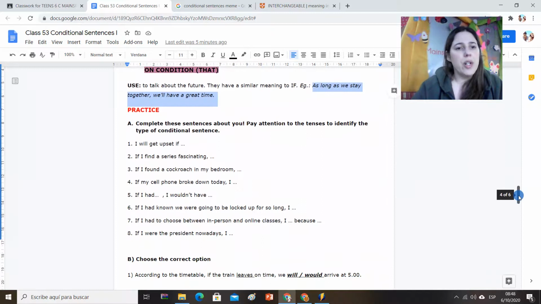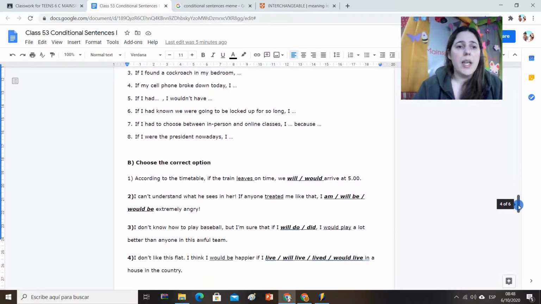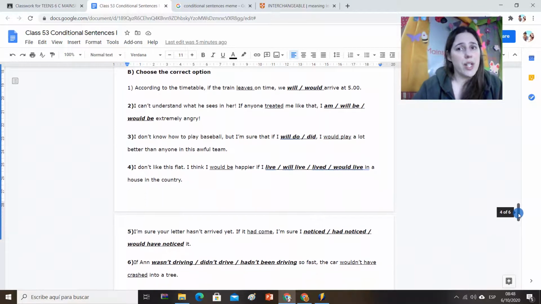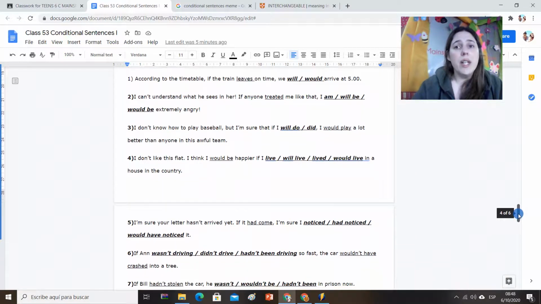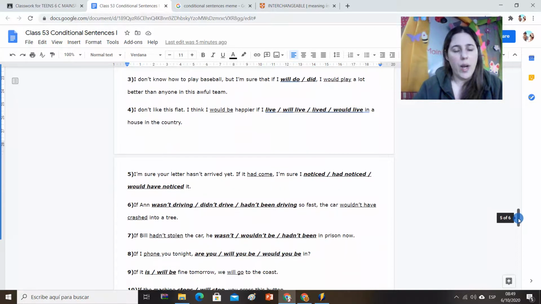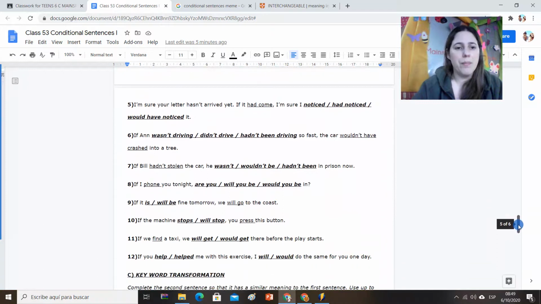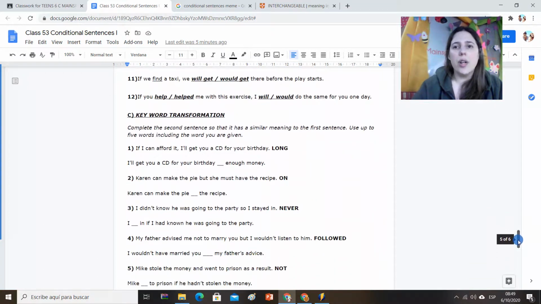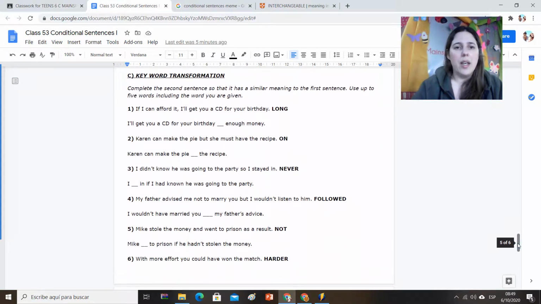And then we have the practice. Here in the first part, you have to complete the sentences, taking into account the tenses to follow the structure of the conditional. In B, you have to choose the correct option. Read what is already completed, the tense that already appears. Choose the other one to identify the type. And then keyword transformation. Okay?